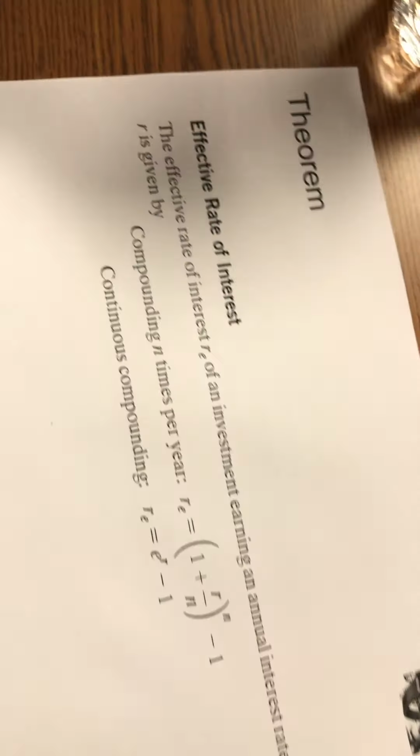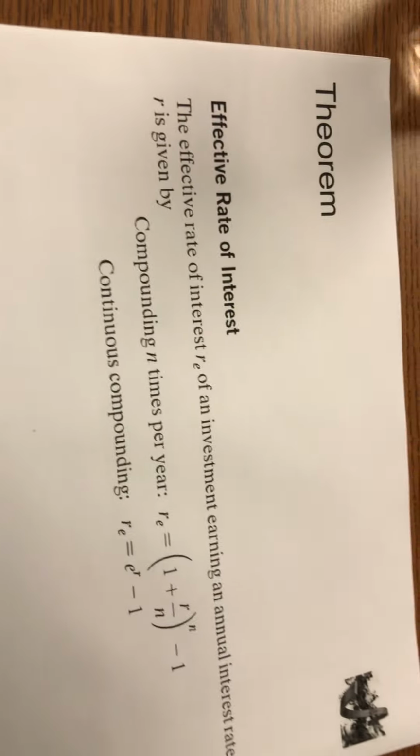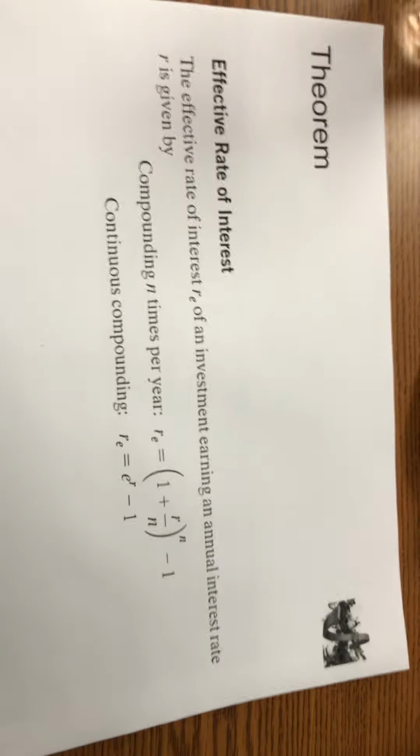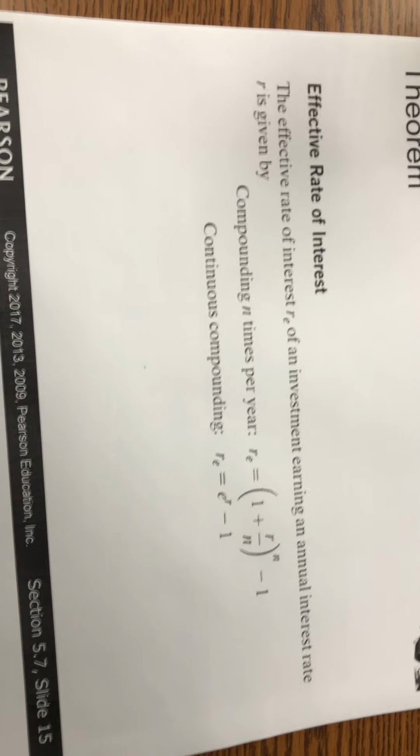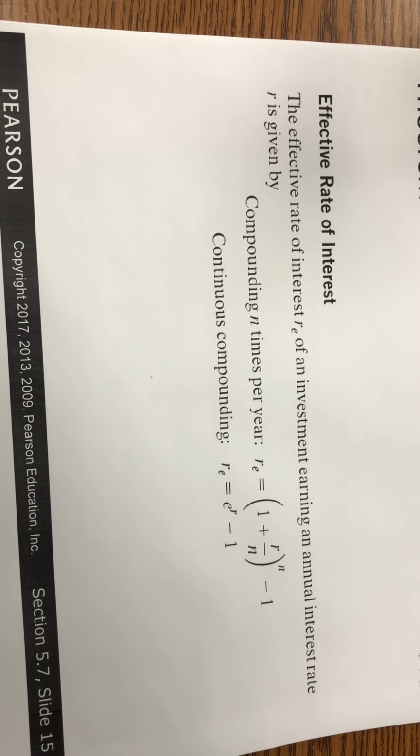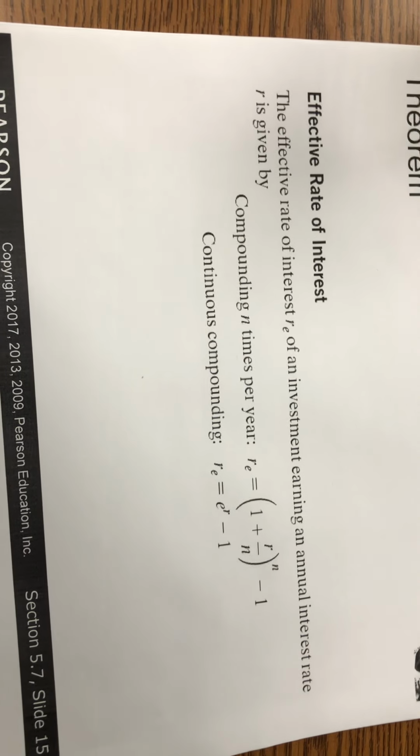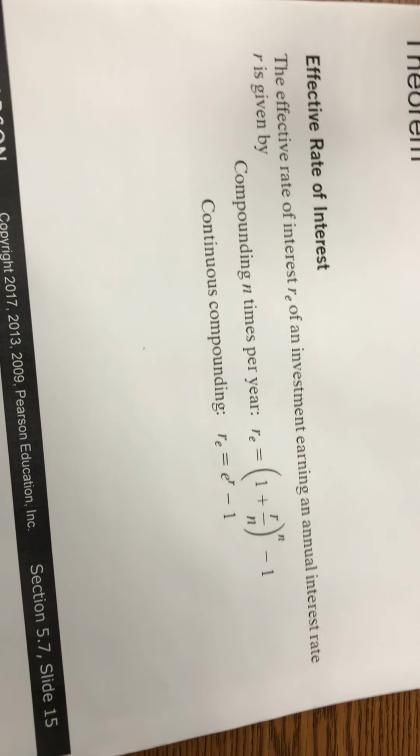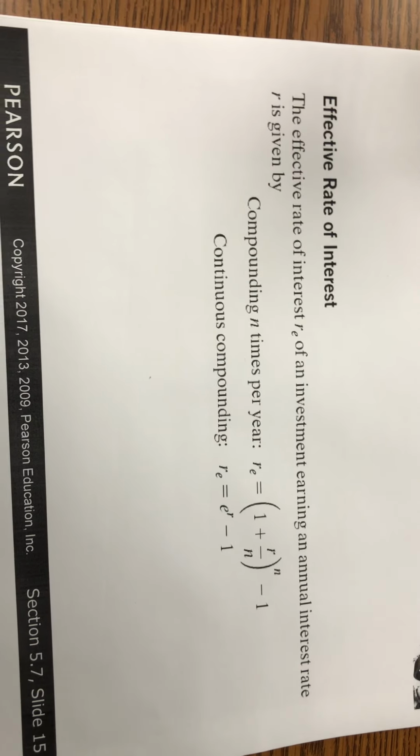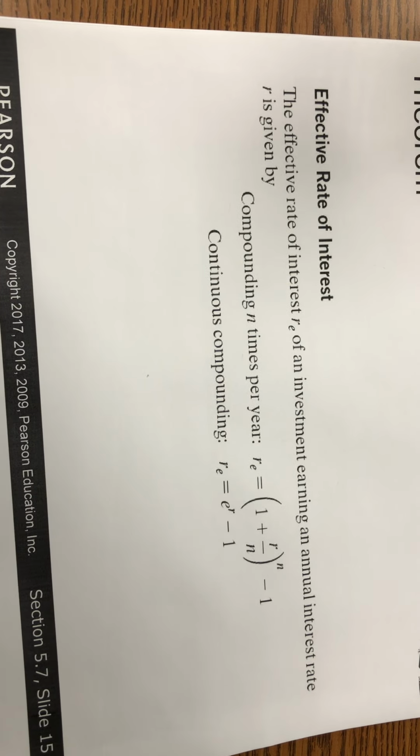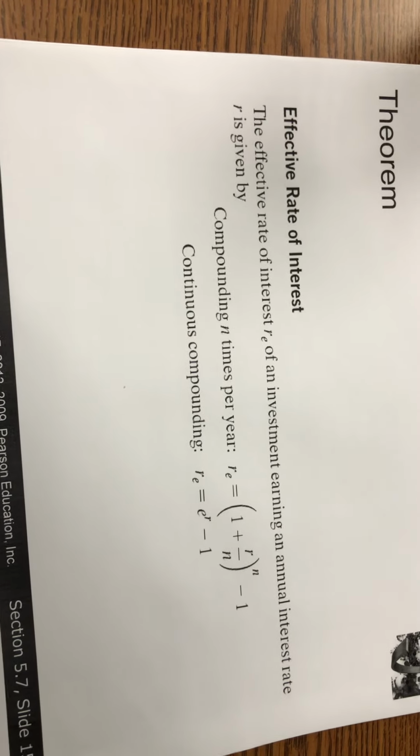Okay, so let's move on and see what's next. Then next is the effective rate of interest. When you're out shopping for a bank that will give you the best bang for your buck, or the best interest rate, if they're compounding your interest, you might have one bank doing 2% compounded monthly or 2.5% compounded yearly. How do you know which one's the best?